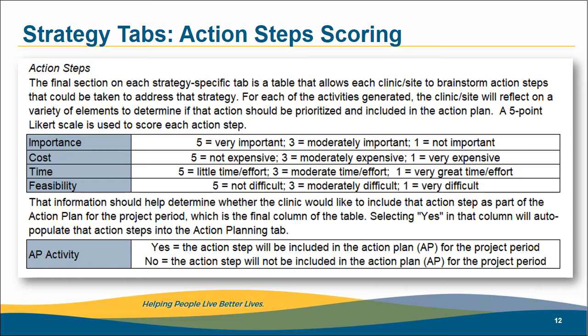The final component is feasibility. Again, for each action step, we want you to think through how difficult it is to implement. A 5 would indicate that it's pretty easy for your organization to carry out that action step, but a 1 would indicate that it's very difficult.